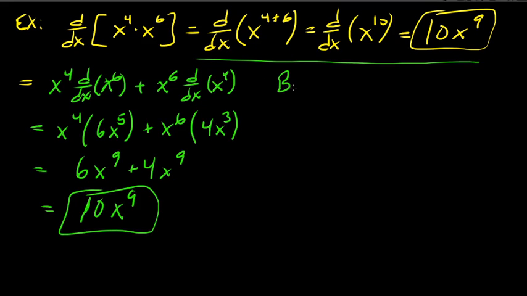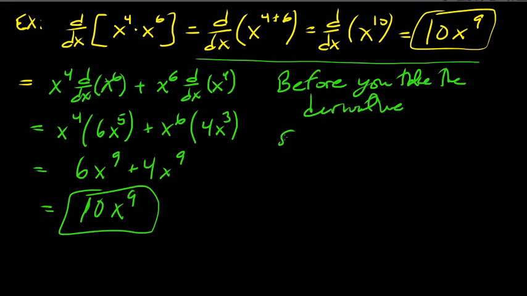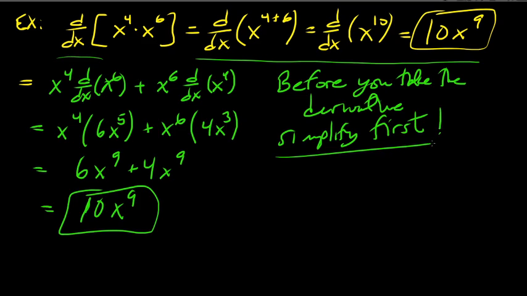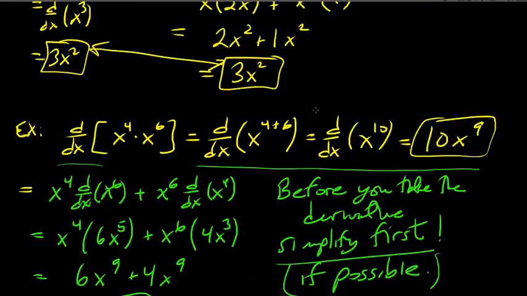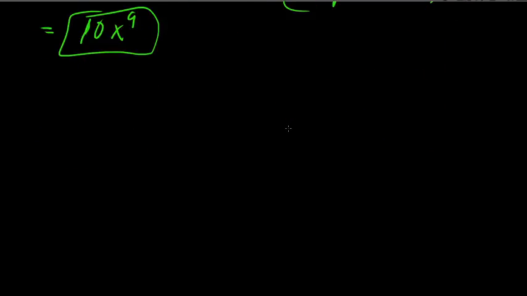So here's the overarching principle here. Before you take the derivative, simplify first. It's usually easier than having to do it the long way without simplifying. Simplify first, if possible. In some cases, it's not possible. So there you go. This is the product rule, and that's how to use it.